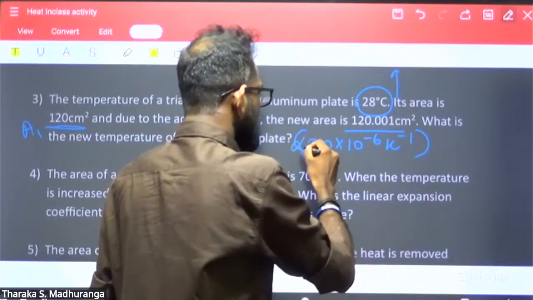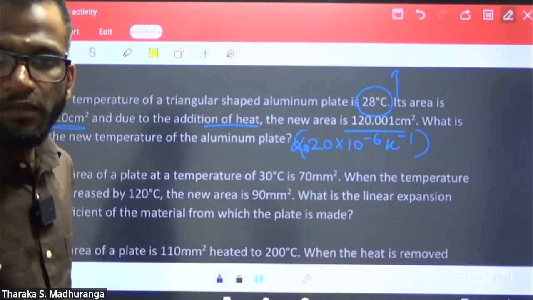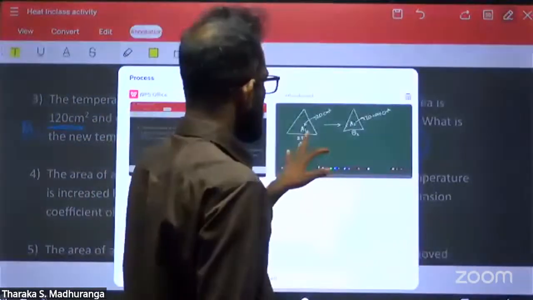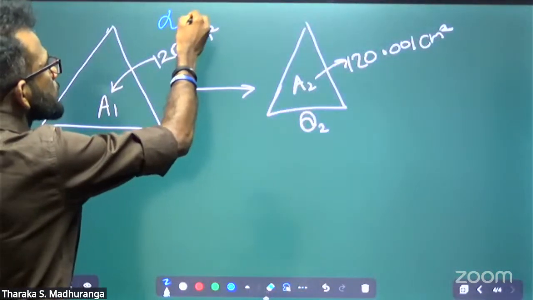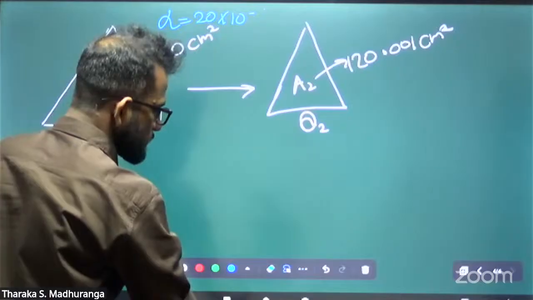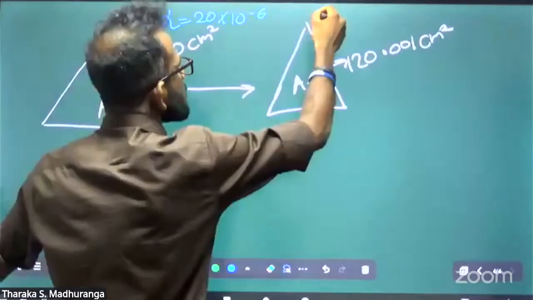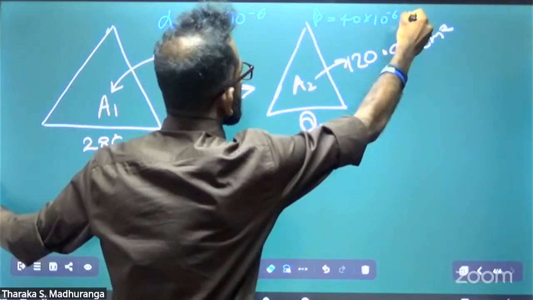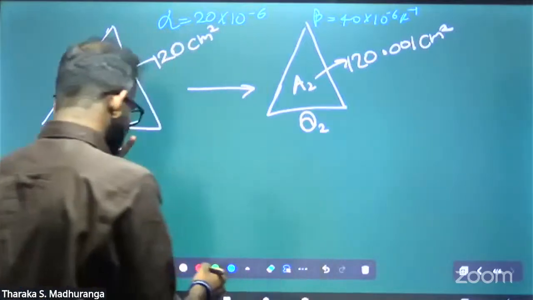This is alpha, not the beta. Now you can multiply by 2 and convert to 40. The alpha is 20 into 10 to the power minus 6. Then the beta equals 40 into 10 to the power minus 6 per Kelvin. Okay, now every piece of data is given.